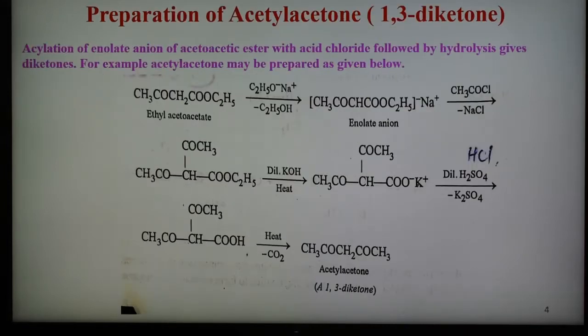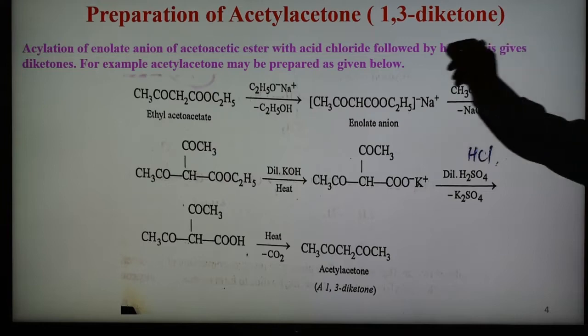And the third compound is the preparation of a 1,3-diketone, and in this case we get the acetyl acetone compound. This compound can be synthesized here, and as we know, acylation, that is acetylation, of the enolate anion of acetoacetic ester with the acid chloride, followed by ketonic hydrolysis, gives a diketone. For example, acetylacetone, which is known as a 1,3-diketone, may be synthesized, shown here in the reaction.